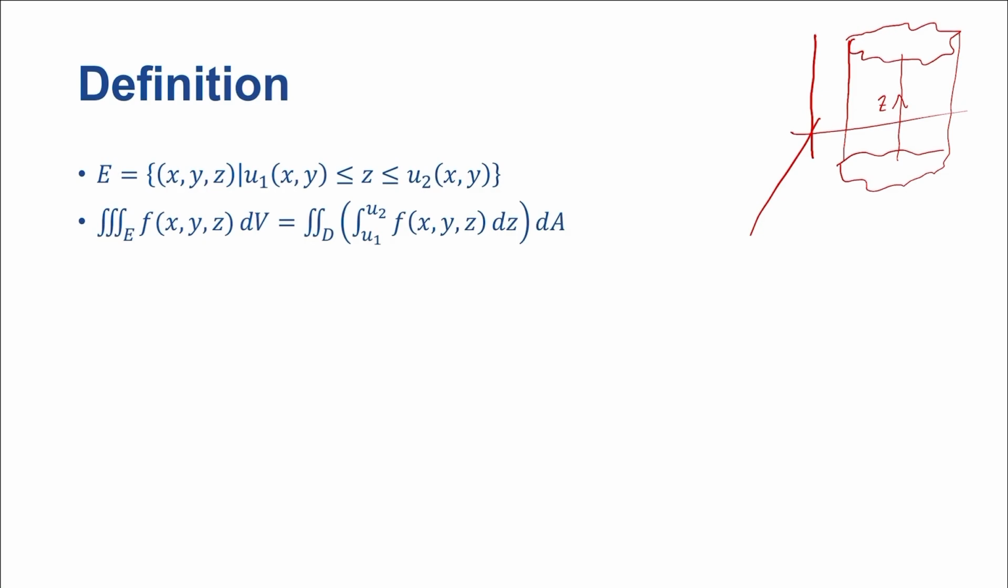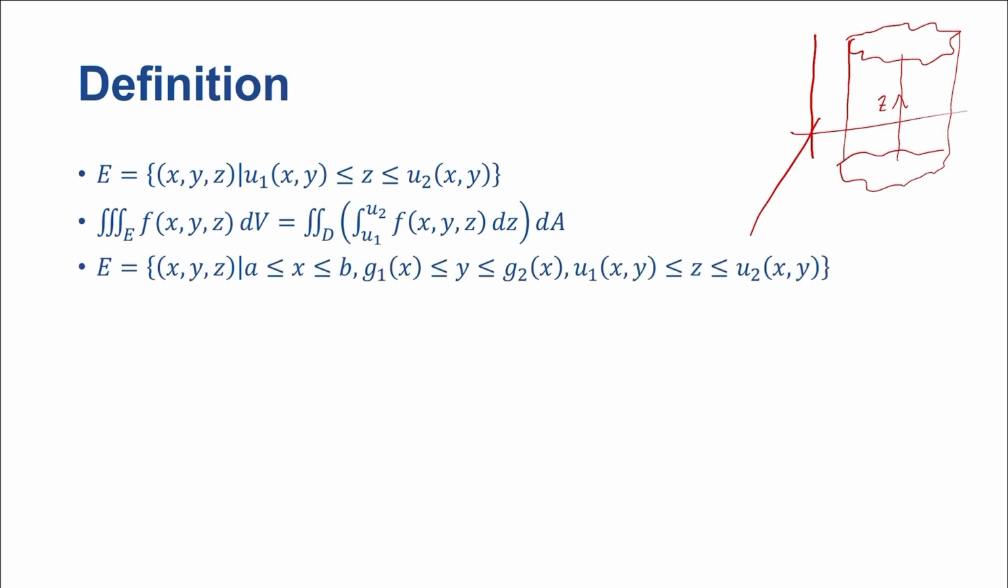Okay, so now to integrate this, we can take the triple integral over a function is equal to the integral over the domain for x and y of the integral between u sub 1 and u sub 2 of f of x, y, and z dz and then dA. So you're separating that into a double integral and a single integral. Okay?